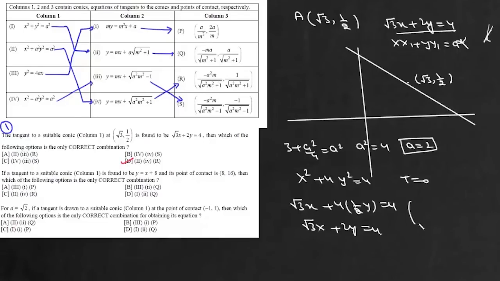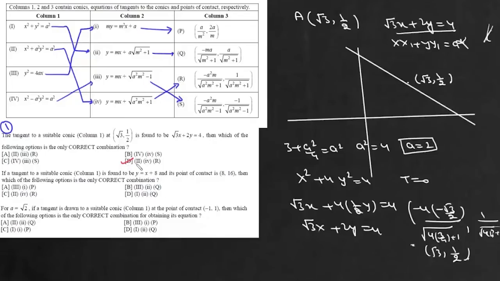This minus a square m. So this is minus 4m is minus root 3 by 2 upon under root of a square m square plus 1. And this is a square m square plus 1. Now this is root 3 comma 1 by 2. So that means this one matches with D.